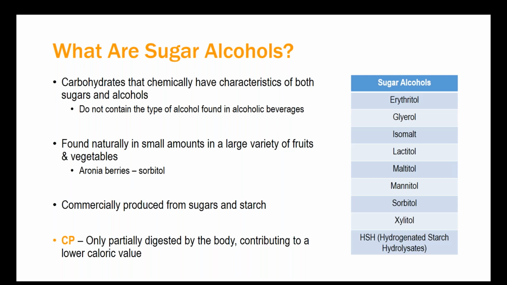A good example that comes to mind is aronia berries, which have naturally occurring sorbitol, which is a sugar alcohol. But for the most part, for the products that we see or create labels for, they're usually commercially produced sugar alcohols made from sugars and starch. So the confusion point here that a lot maybe don't know or don't quite understand: sugar alcohols are only partially digested by the body. So they actually contribute to a lower caloric value, which I'll get into here in a minute.